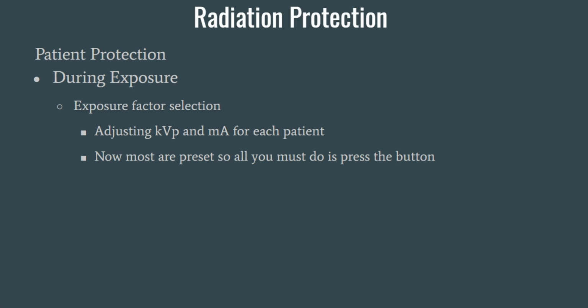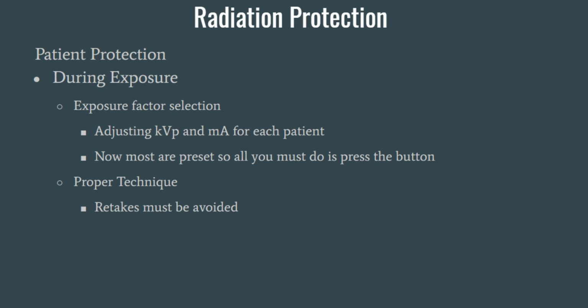Mostly now these are preset, so all you have to do is press the button rather than adjusting the dials like the old machines. But you need to know and understand which buttons to press so that you're adjusting the KVP and the MA appropriately. And that brings us to proper technique.